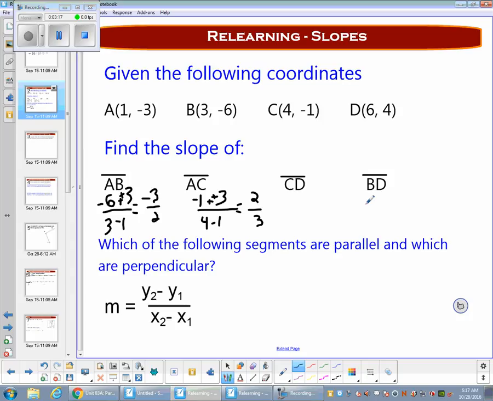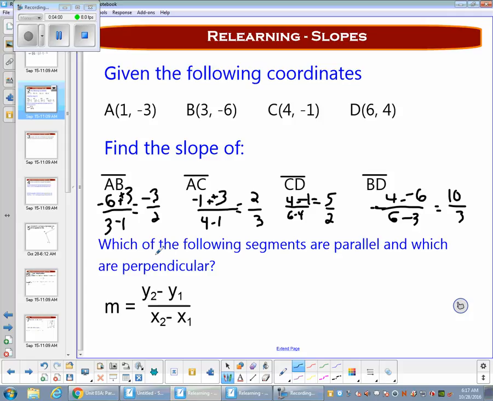So now we have two slopes. We'll continue that process. 4 minus negative 1. That gets us to 5 over 6 minus 4. That gets us to 2. Finally, BD, 4 minus negative 6. That's a 10. 6 minus 3 is 3. So I have 10 thirds.